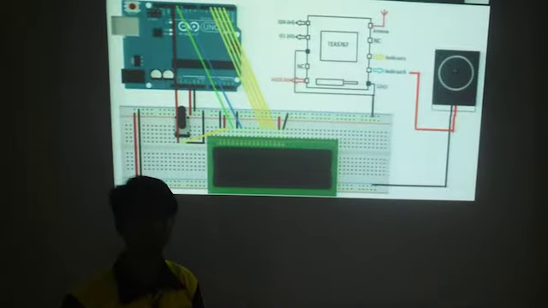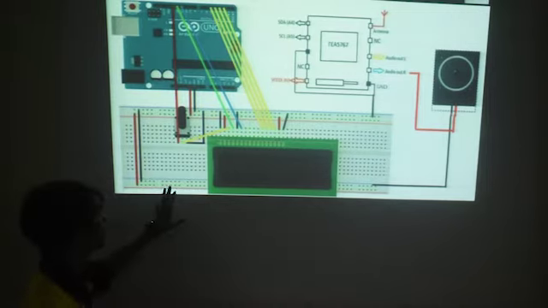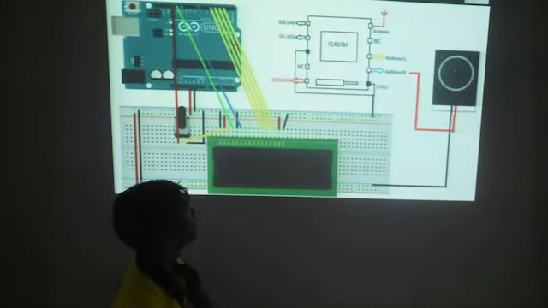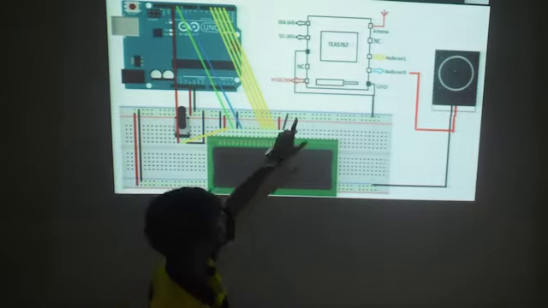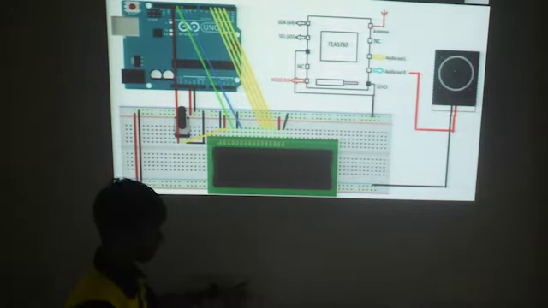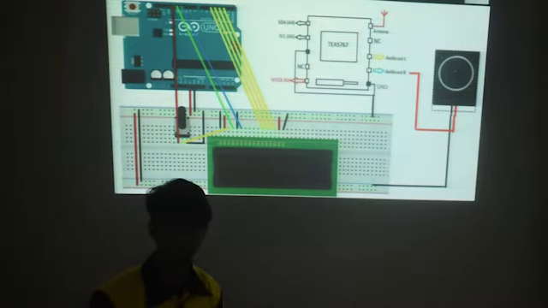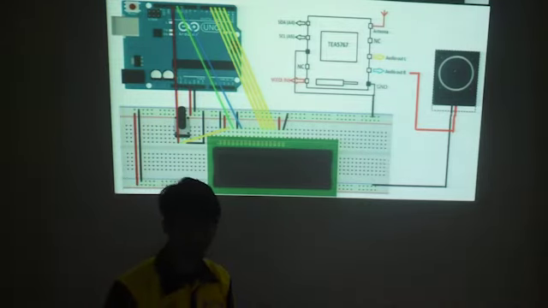I will explain about this circuit. This circuit is the FM receiver. As you can see, the TEA5767 is a low voltage, fully integrated intermediate frequency, that is IF, receiver.